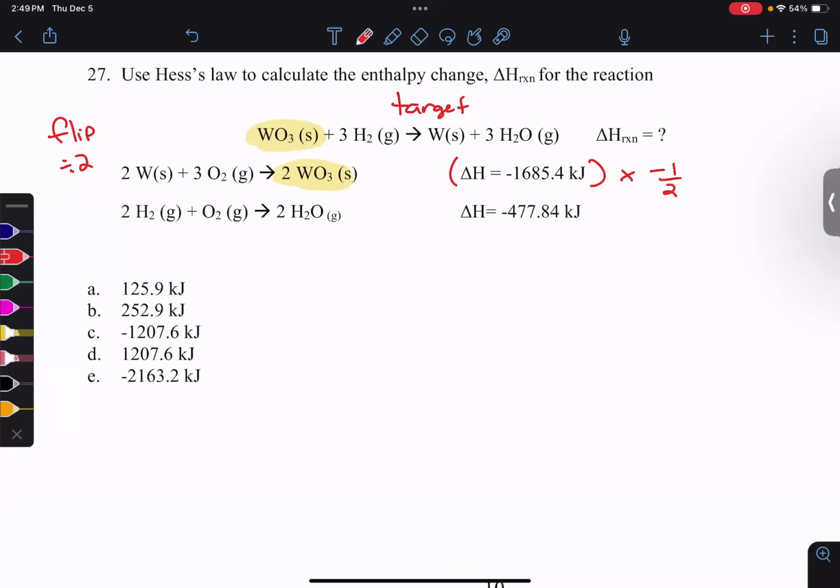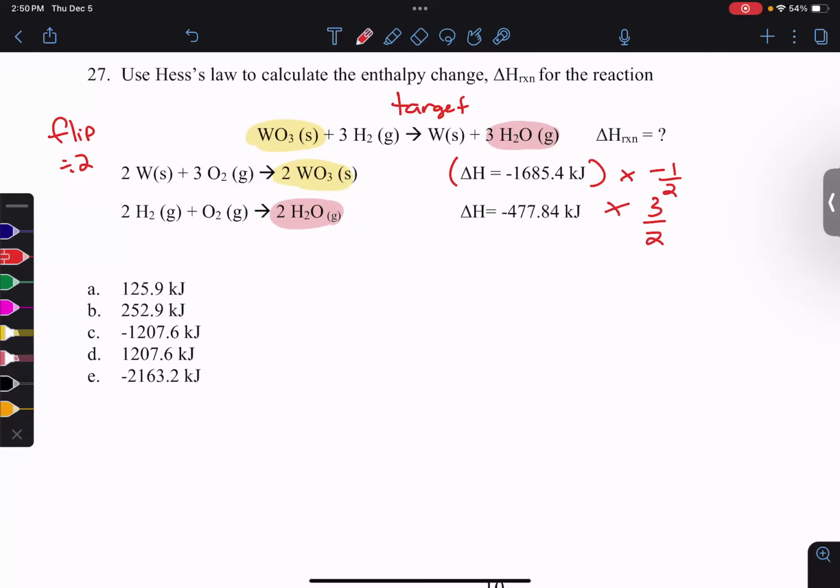So when we do that, how are we gonna use the second reaction? So again, focus on one thing. Here I see water. Water is on the correct side, so I don't have to flip it, but it's in the wrong number. In the given reaction, there's 2, but in the target reaction, there's 3. So what do I need to multiply this reaction by to get 3? 3 halves, yeah. If you try to multiply by 2, that'll give you 4 waters, that's too much. So we're gonna multiply by 3 halves.